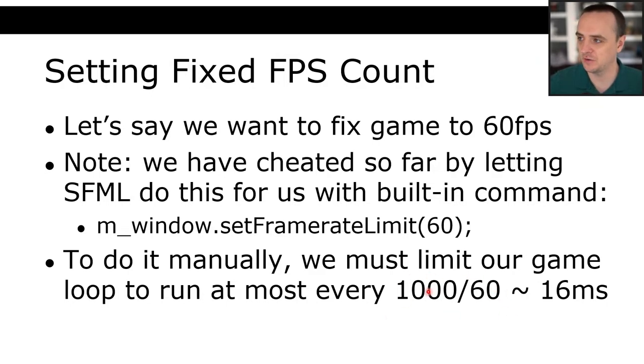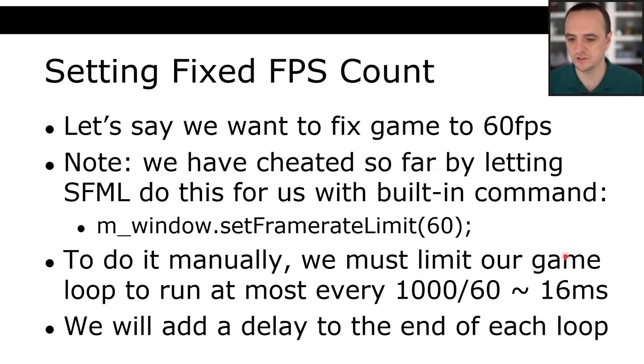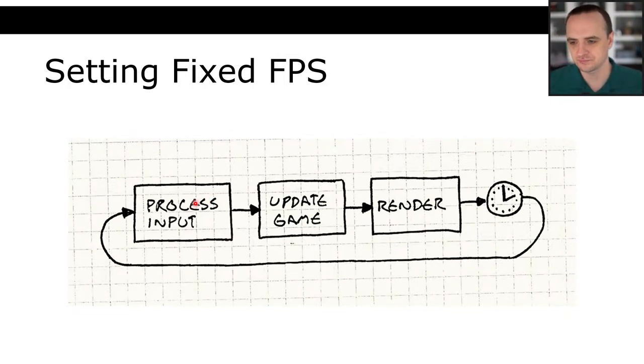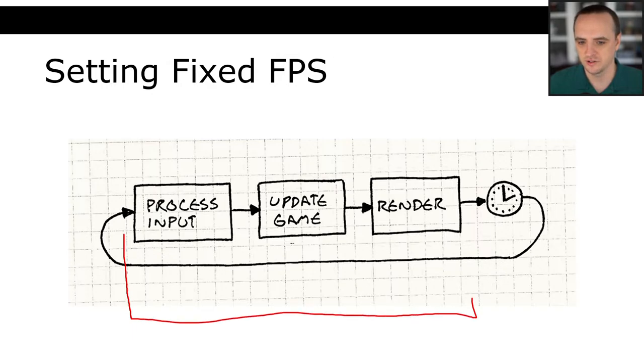So if we have 1,000 milliseconds in a second, then 1,000 divided by 60 is approximately 16 milliseconds. Okay? So what we're going to do is add a delay to the end of each main loop to accomplish this. So here's what happens. We do our game loop. We process our input, if any exists. We update our game. We render. And then we wait.